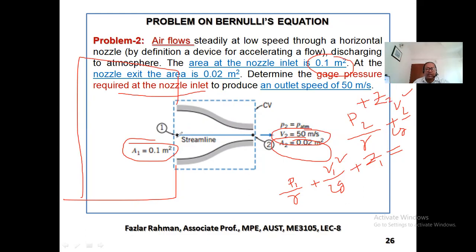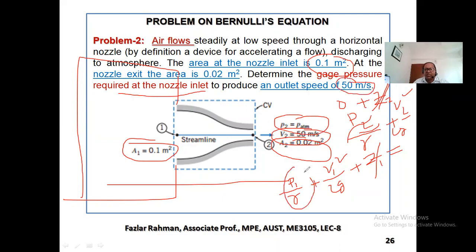Now you see both are horizontal. So wherever you take the reference line, the height will be the same. So Z1, Z2 will be out. Now you see the pressure at point 2 is atmospheric pressure. If you figure out the gas pressure, you can assume that atmospheric pressure is equal to 0. V2 is given as 50 meters per second. You need to figure out P1. If you know V1, then you can figure out P1 easily.